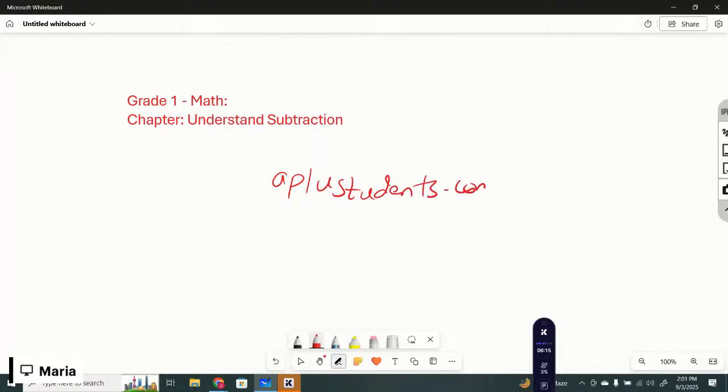You have to log in there using your email address, and the password is provided by the administrator. Then select Math from the subject tab, scroll down to Grade 1 Math, and click on View All Lessons. There you can find a list of the chapters. We're going to start with the chapter Understand Subtraction.